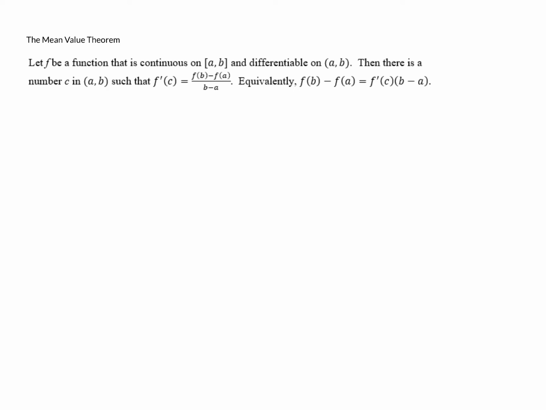Now, what does this even mean? There's a lot going on here. Let me show you a diagram. Okay, here we have two graphs of functions that are continuous on the closed interval from a to b, and that are differentiable on the open interval from a to b. These are smooth curves. At least I've tried my best to draw smooth curves. And so what this theorem says is there is some number c in between a and b such that the derivative at c is equal to this whole thing, f of b minus f of a over b minus a.